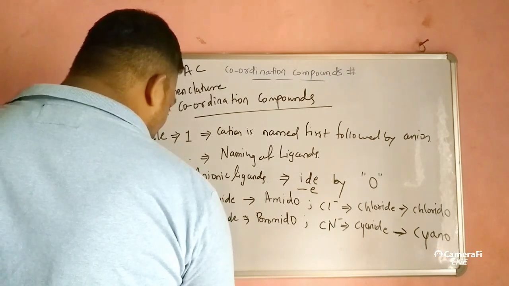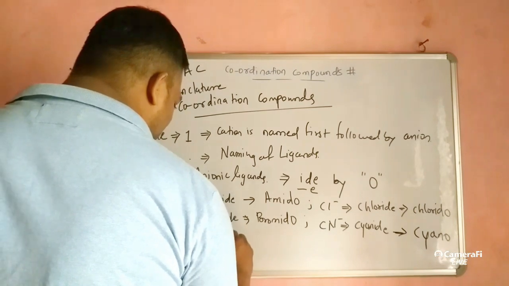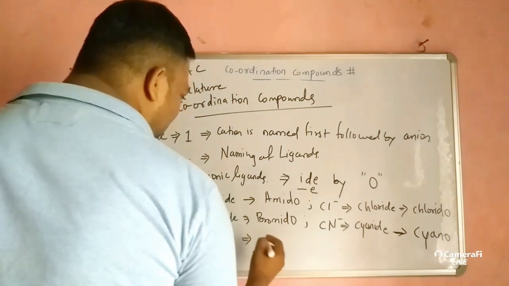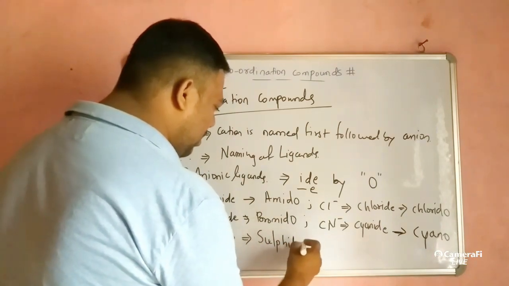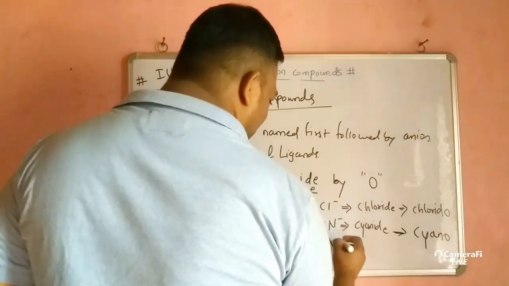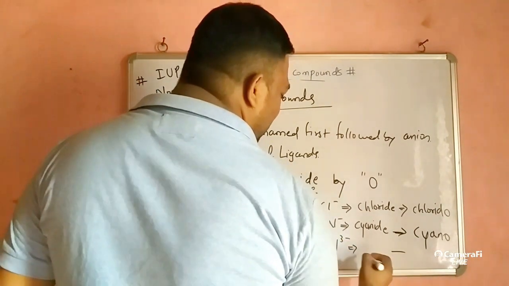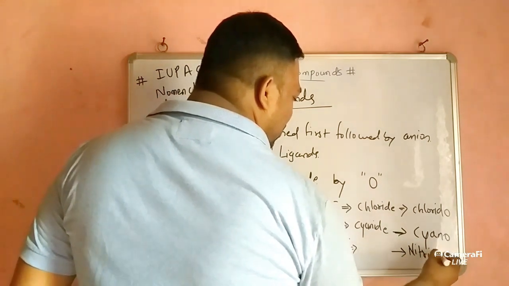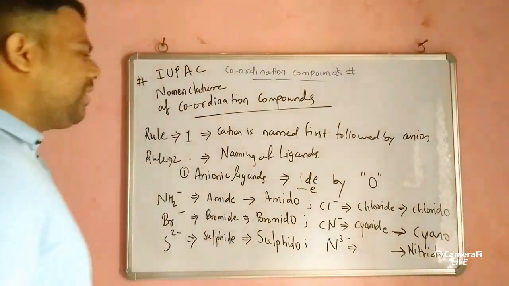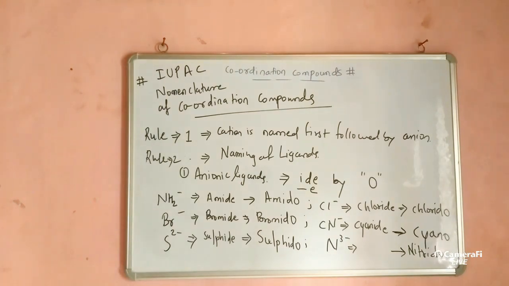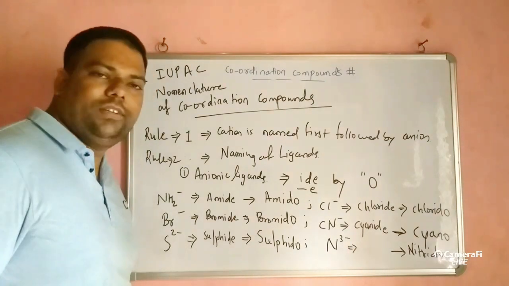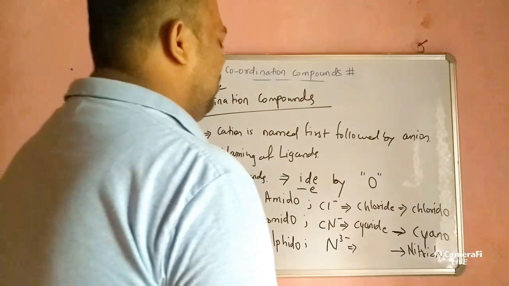S2 minus is sulfide. Everyone knows this sulfide ion, but whenever we write a coordination compound, we have to write sulfido. Now N3 minus is nitride ion, so we write nitrido. So these are some anionic ligands in which -ide is replaced by -o.